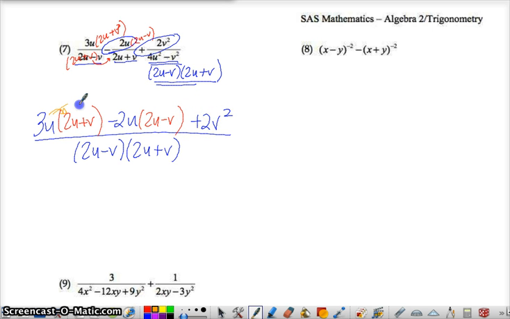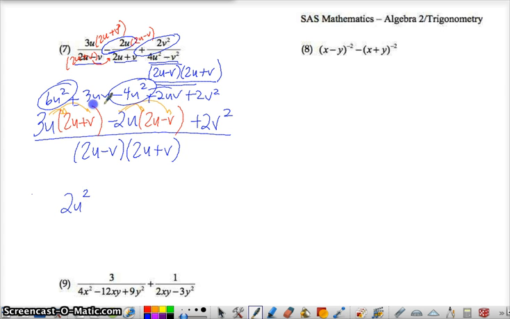Now you have to distribute, and then you combine your like terms, and then you have to check and see if you can factor it. So distribute, I get 6u squared plus 3uv minus 4u squared plus 2uv plus 2v squared. So let's combine our like terms. Here I'm going to get 6u squared minus 4u squared is 2u squared. Positive 3uv plus positive 2uv is positive 5uv plus 2v squared.